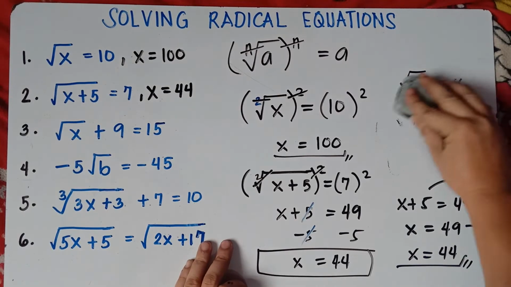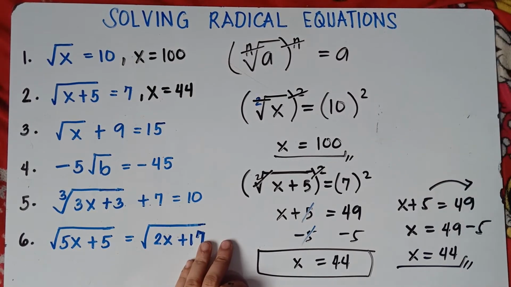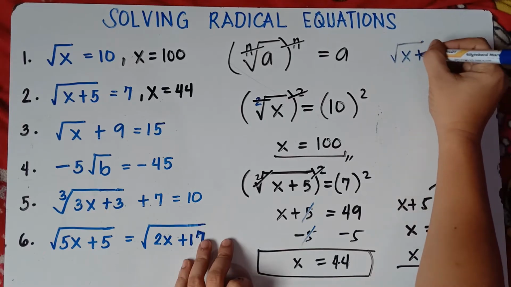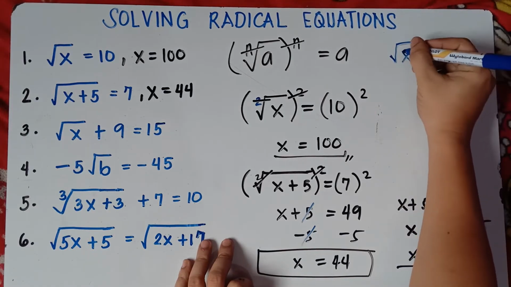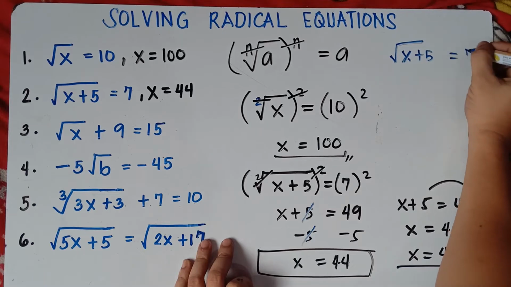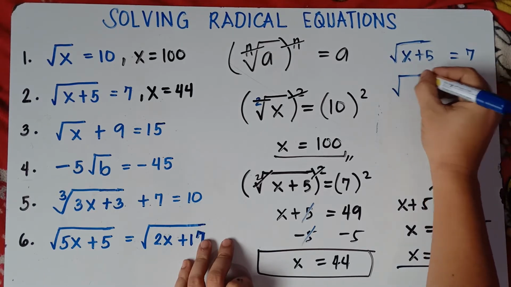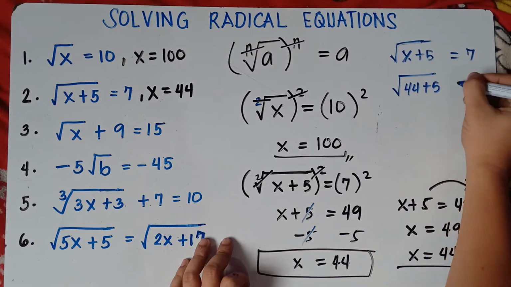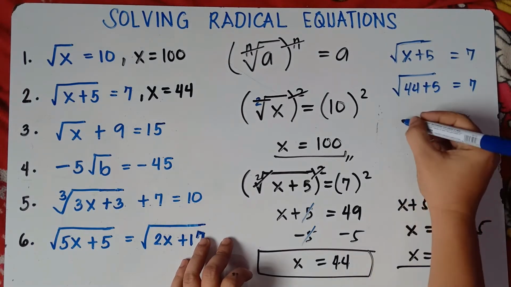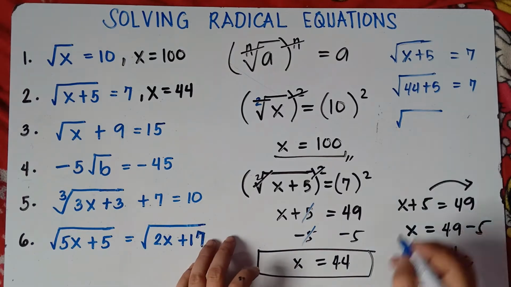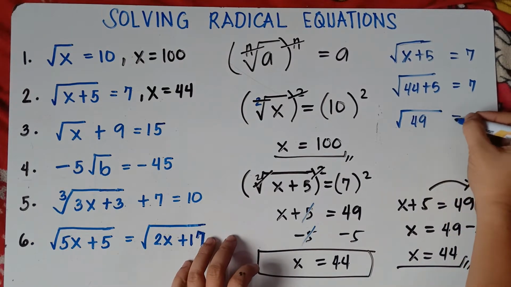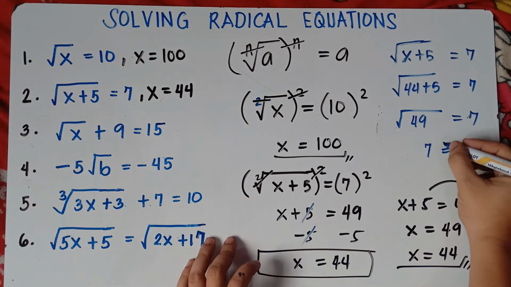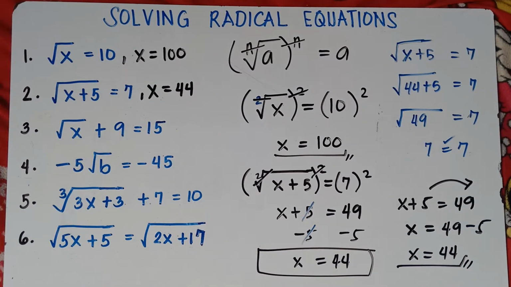Once again, you can always check your answer. Let's check. Square root of x plus 5 equals 7. Our x is 44, so the square root of 44 plus 5, that is 49, equals 7. The square root of 49, that is 7, equals 7. Therefore, our answer is correct.